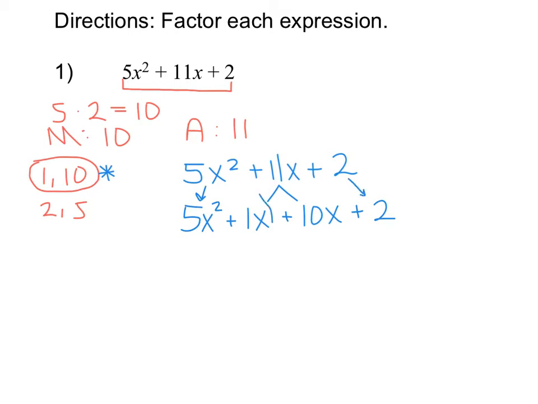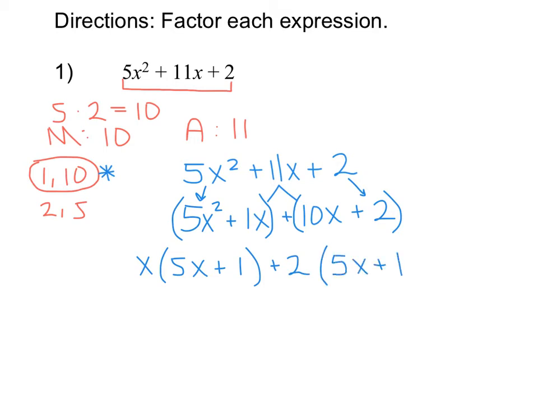Then I'm going to group the first two terms and group the last two terms. Then I'm going to find what's the greatest common factor between 5x squared and 1x, and that's going to be an x. And then I'm left with 5x plus 1. And then between the 10x and the 2, the greatest common factor is a positive 2. So I'll write plus 2. And then I'm going to have left a 5x plus 1.